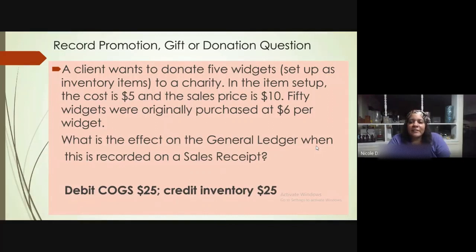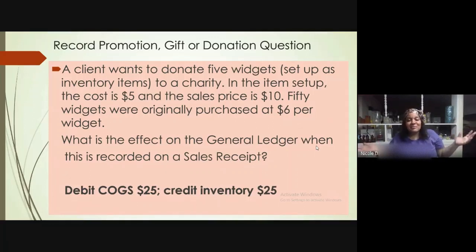A client wants to donate 5 widgets set up as an inventory item to a charity. In the item setup, you had the cost at $5 and the sales price at $10. Now, this is where the question comes in, because then they threw in this information: 50 widgets were originally purchased at $6 per widget. Now, they just gave you that information, but they told you when you set up the item that the cost was $5 and the sales price is $10.